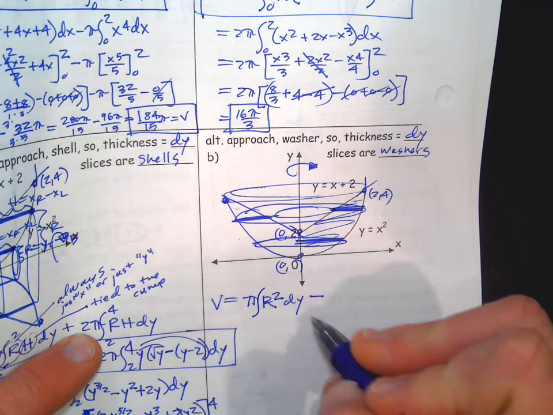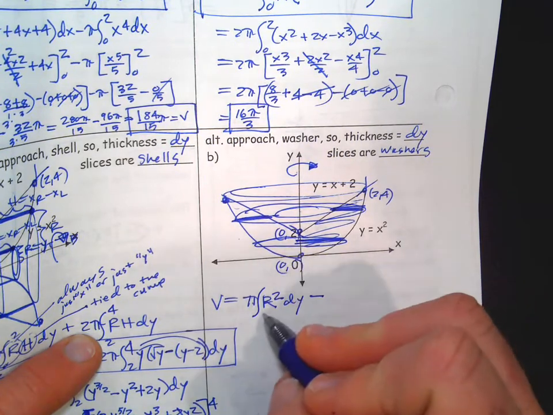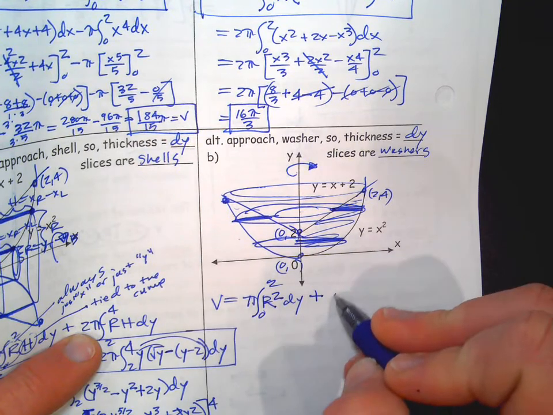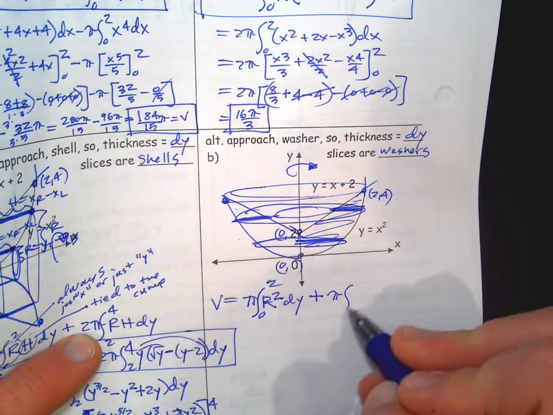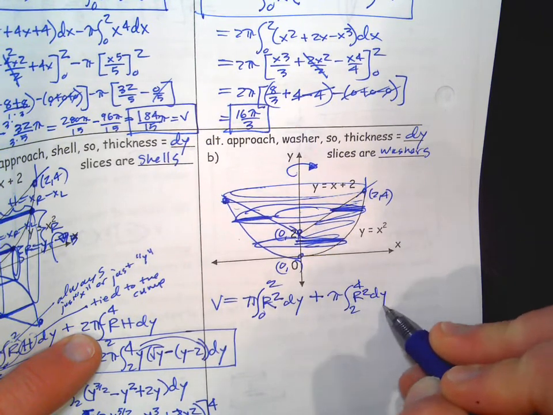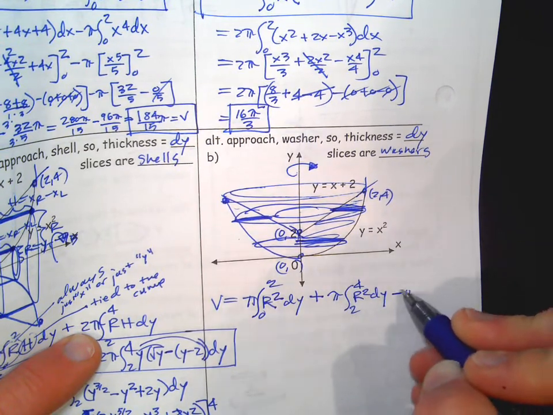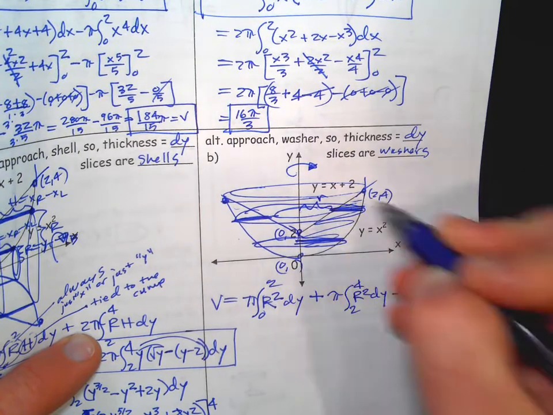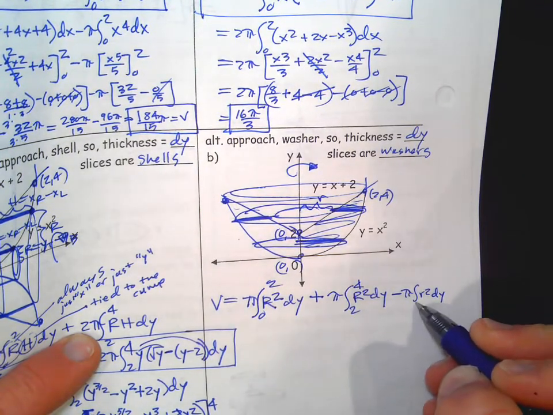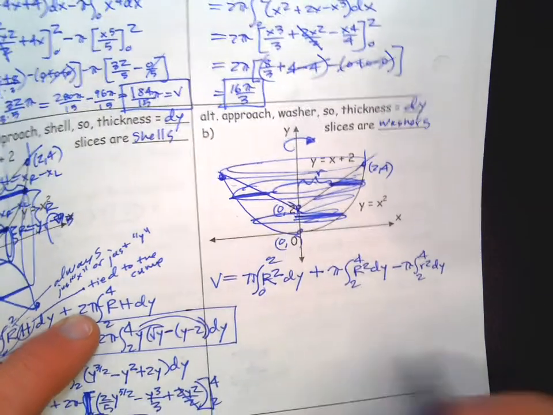And so from 0 to 2, we're going to use that approach. But from 2 to 4, pi r squared dy is going to be a little different. And then we're going to have a small radius that we have to subtract from it. Pi little r squared dy from 2 to 4. So that's our approach.